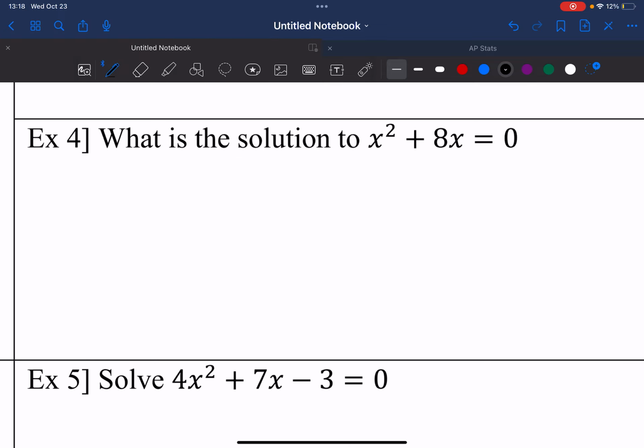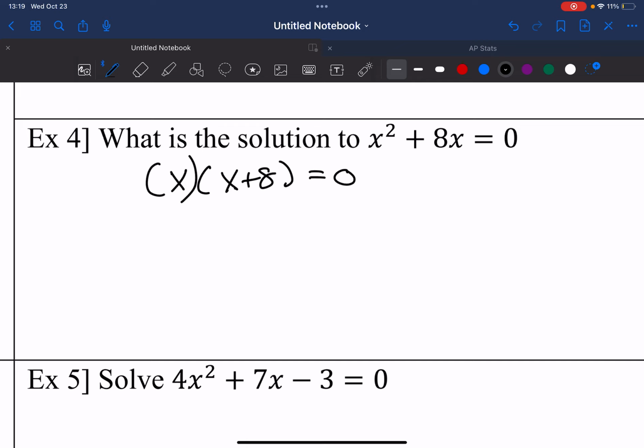Number 4, notice how number 4 looks like one we've done before. It has the a and b value, but it's missing the c value. So that means I just go right ahead and start taking out a GCF. So I can take out an x, and I'm left with x plus 8 equals 0. Well, that's the same as saying parentheses x times parentheses x plus 8 equals 0.